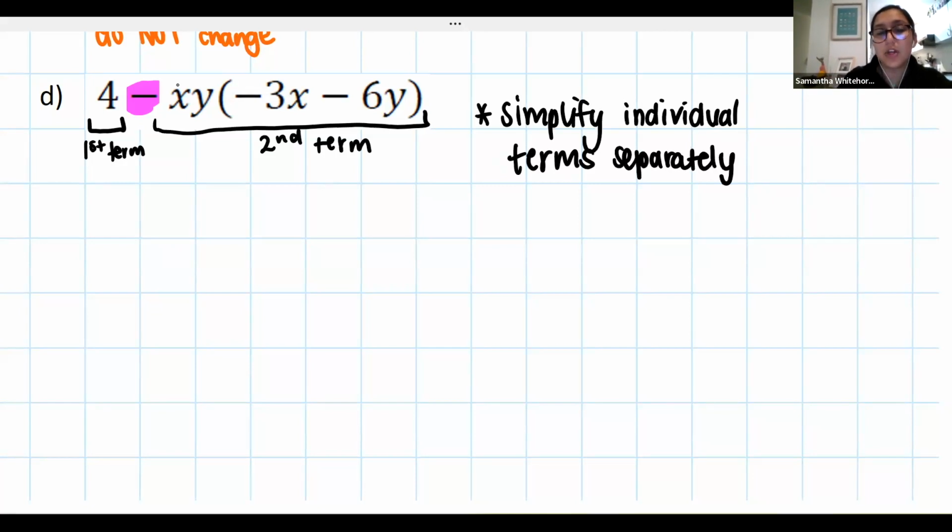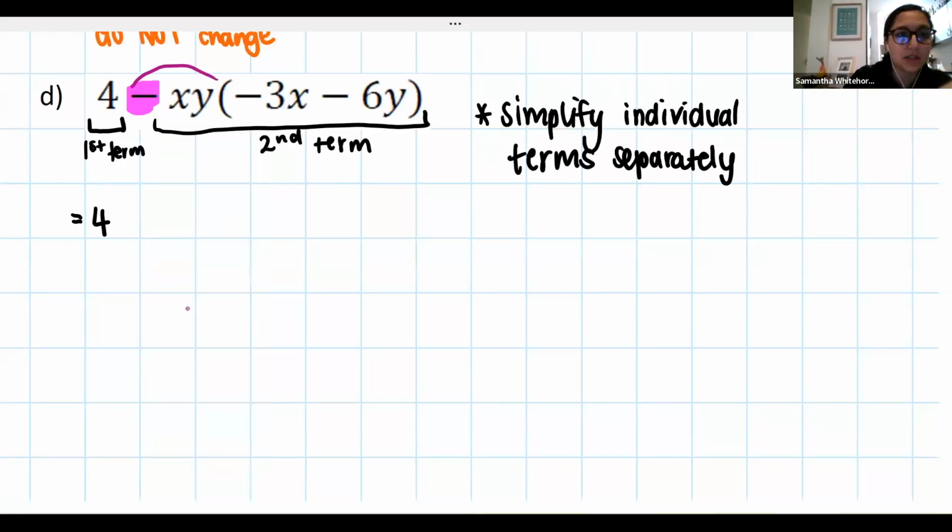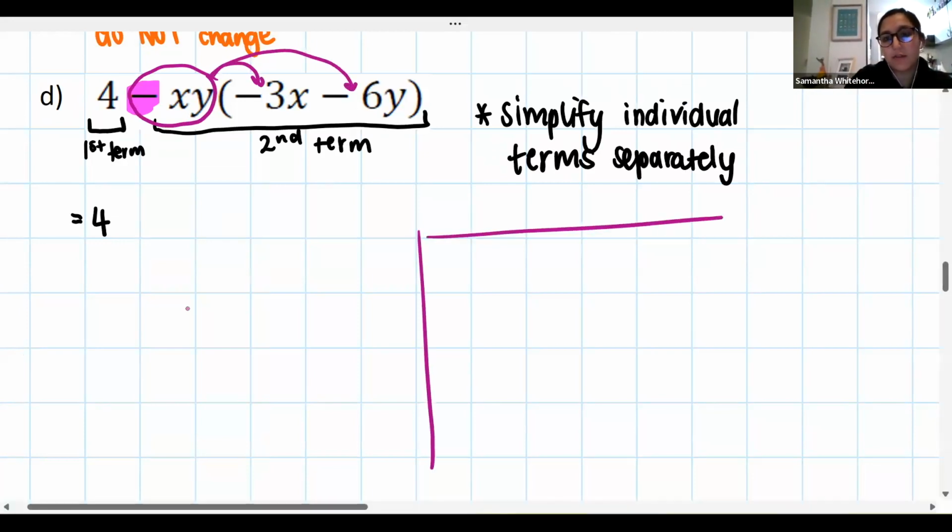Now, if I look at term 1, I can't do anything with 4. 4 is 4. It is what it is. So my first term is going to stay there. I'm now going to deal with my second term. Okay, now my second term involves distribution. I can see that because I've got this minus xy that I need to multiply into my bracket. So let's do our little multiplication block for ourselves.